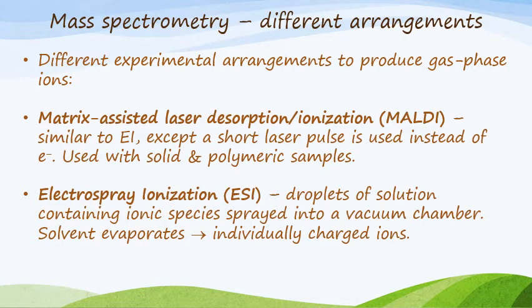The third one is called matrix-assisted laser desorption ionization, otherwise known as the MALDI method. It is similar to electron impact, except that instead of using electrons, we use a short laser pulse to vaporize and ionize the sample. It is used mostly with solid and polymeric samples. The fourth one is called Electrospray ionization, where droplets of solution containing the ionic species are sprayed into a vacuum chamber. The solvent evaporates and then we get individually charged ions which can then be analyzed further.